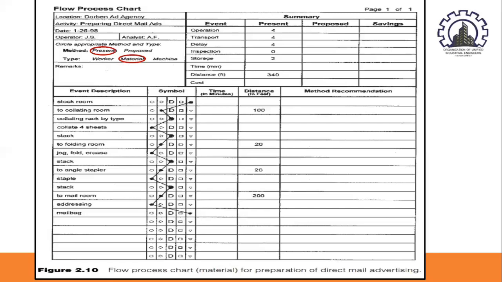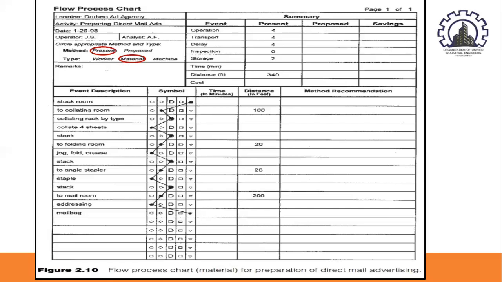storage. Now, since our first event description is stockroom, meaning to say the material under study is being stored, that is why you highlighted the inverted triangle, because it is being stored. Another, to collating room, meaning from stock room to collating room. So you transferred that material from stock room to collating room. That is why you highlighted arrow.